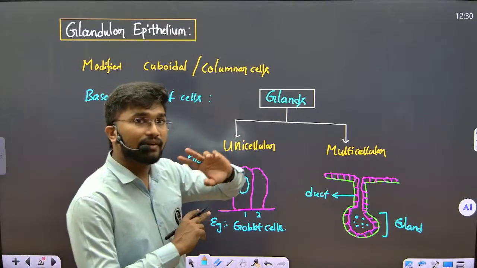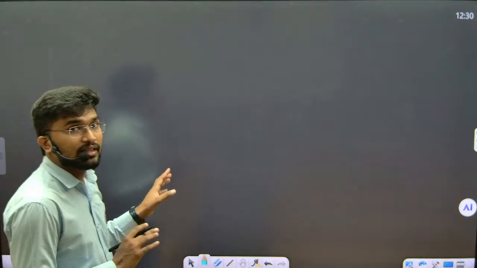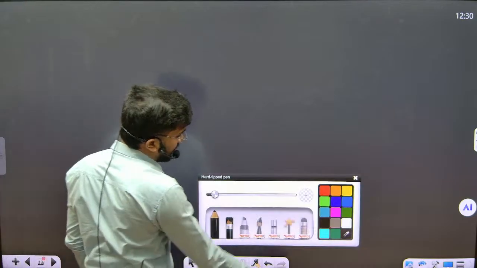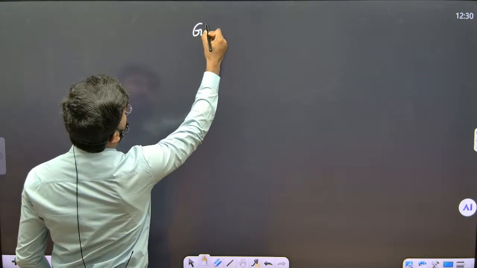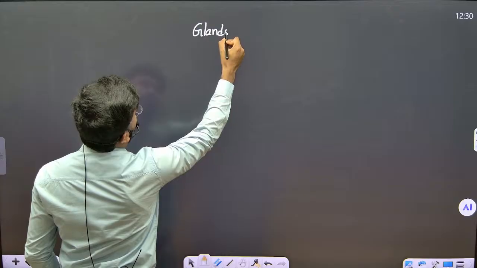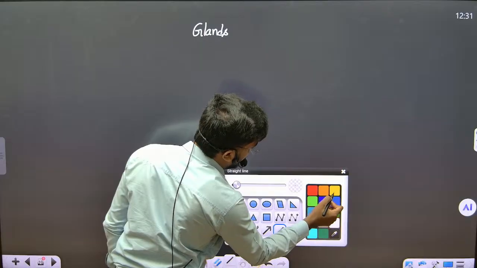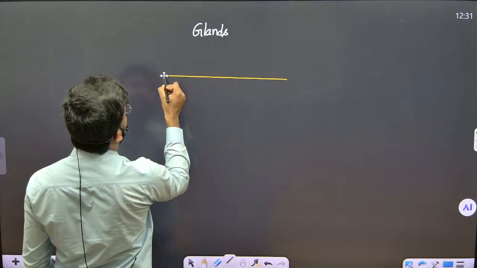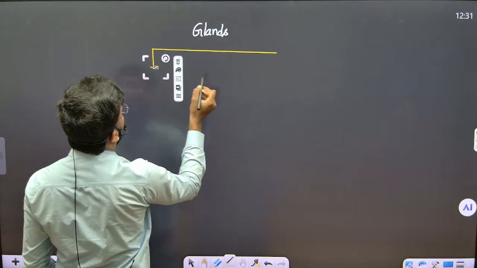Glands can be classified into two types based on their pouring of secretion. So far we have seen classification based on number of cells. Now we are seeing it based on their pouring of secretion. The first type is called endocrine gland. Another one is called exocrine gland.